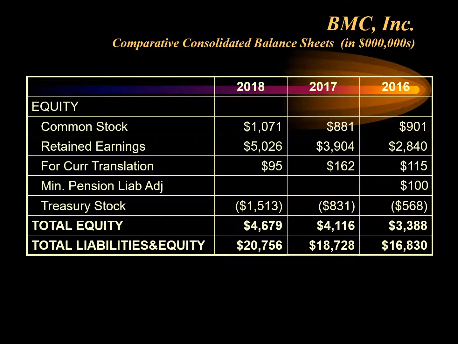Now, if there's a portion of the long-term bonds that's due to be paid up this year, then that portion will be moved up into the current liabilities, and it'll be called current portion of debt, moved up into current liabilities.